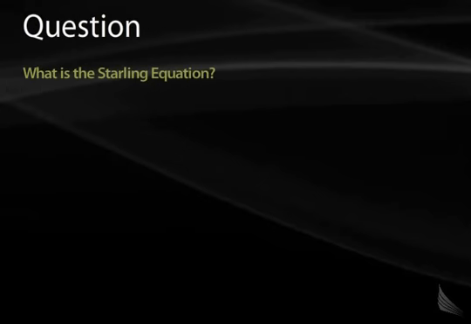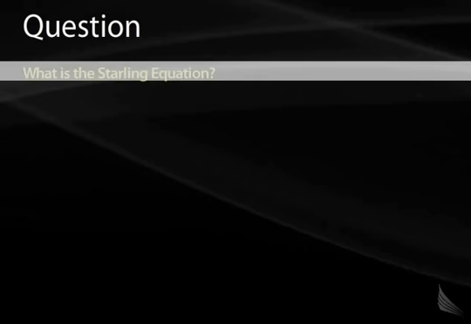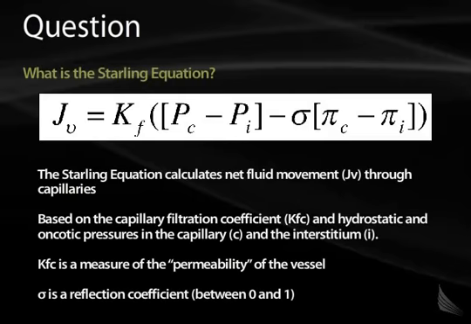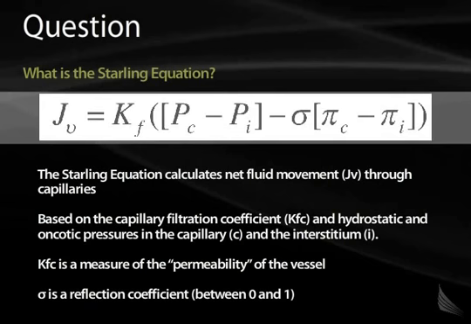Because there's a high likelihood of you seeing this question on the boards, we'll go over it again. What is the Starling equation? The Starling equation is J, also seen as Q sometimes, which is flow, or net fluid movement through the capillaries, times the capillary filtration coefficient, multiplied by pressure in the capillary minus pressure in the interstitium minus sigma, which is a reflection coefficient. Usually this is between 0 and 1. For most cases it's 1, times pi c minus pi I.